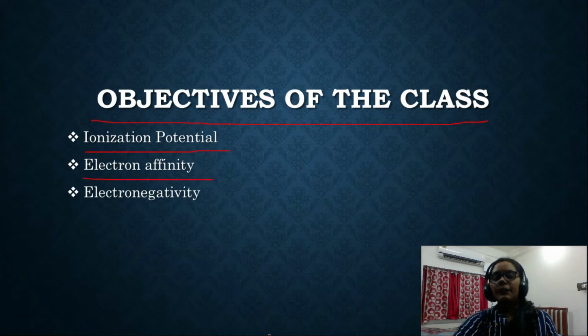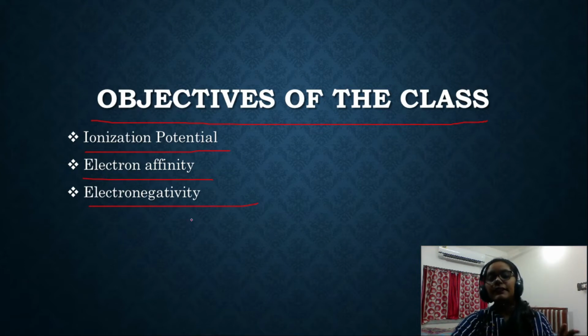Again, we will discuss the electron affinity, and also we will discuss the electronegativity in detail. Last time we discussed electron affinity and electronegativity in brief. Today we will discuss in detail what will be the trend of electron affinity or electronegativity along the groups and periods, and what will be the differences between them.